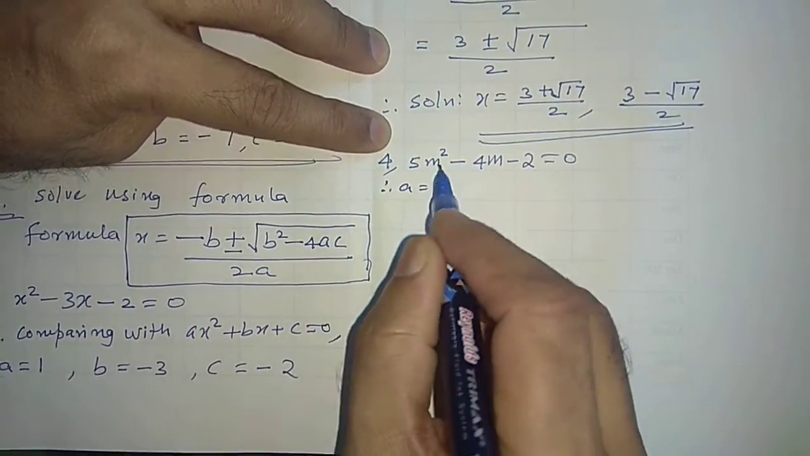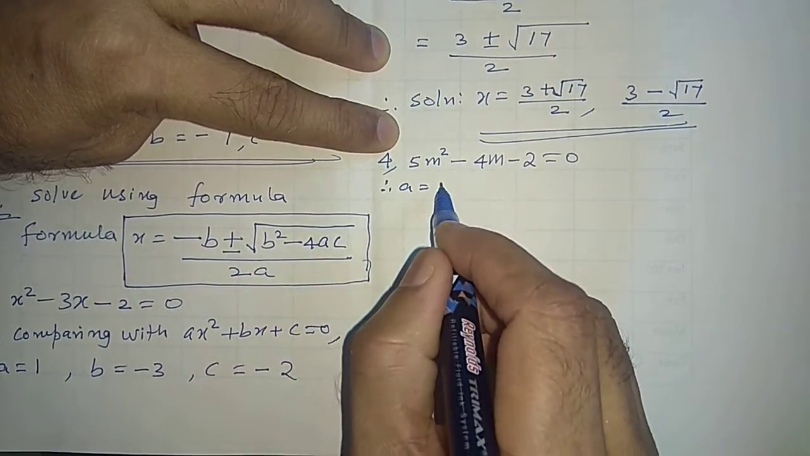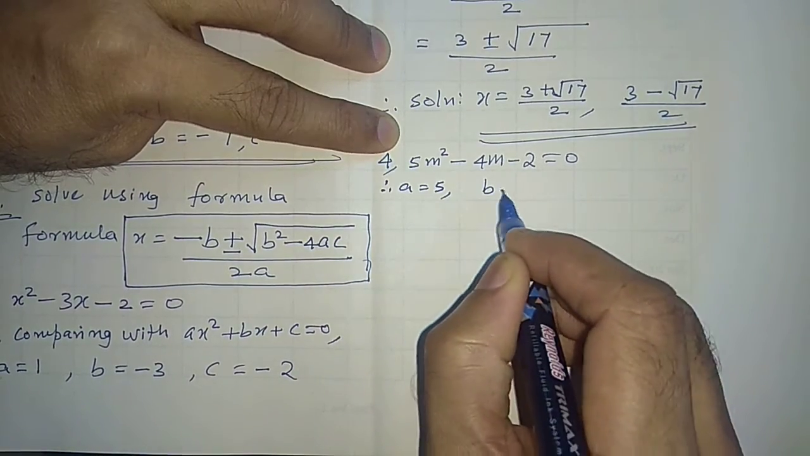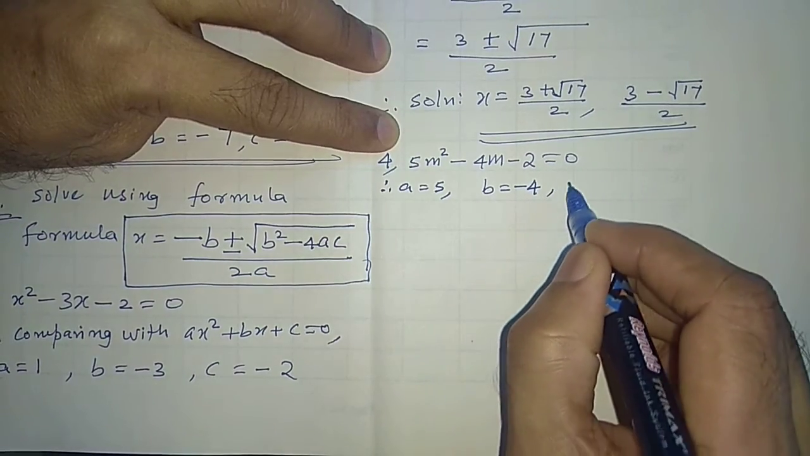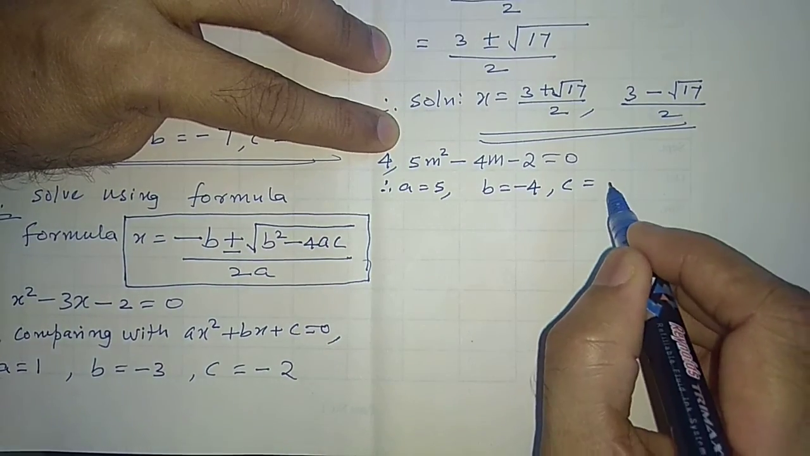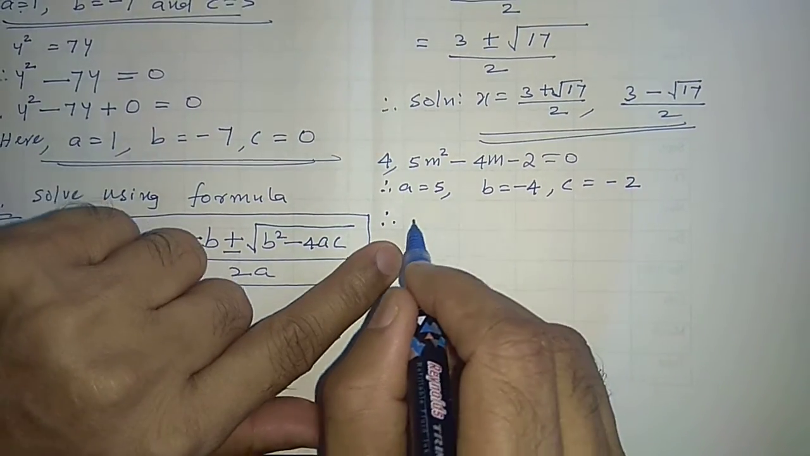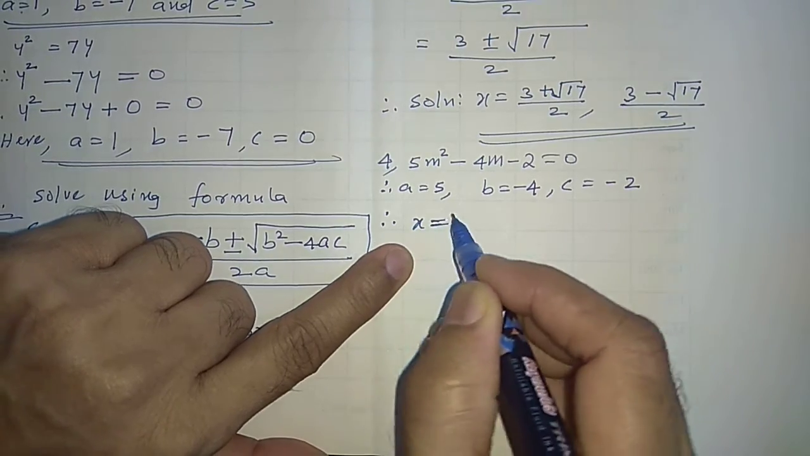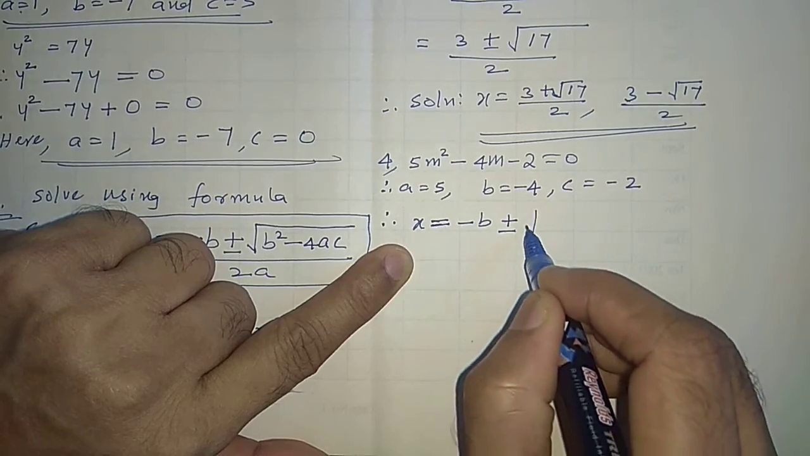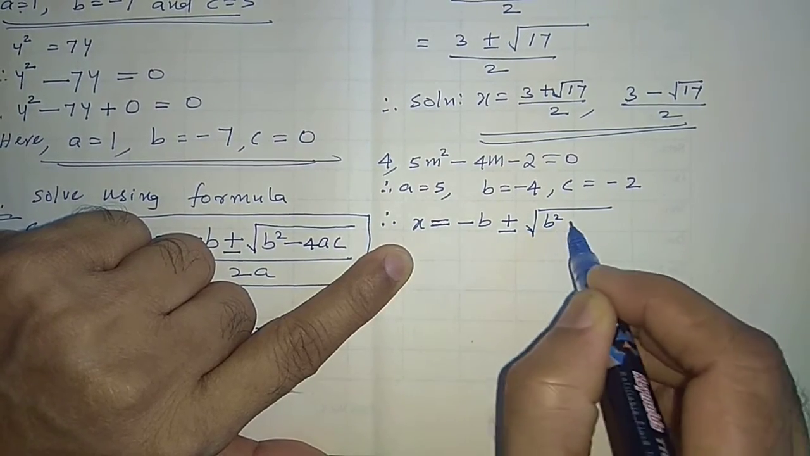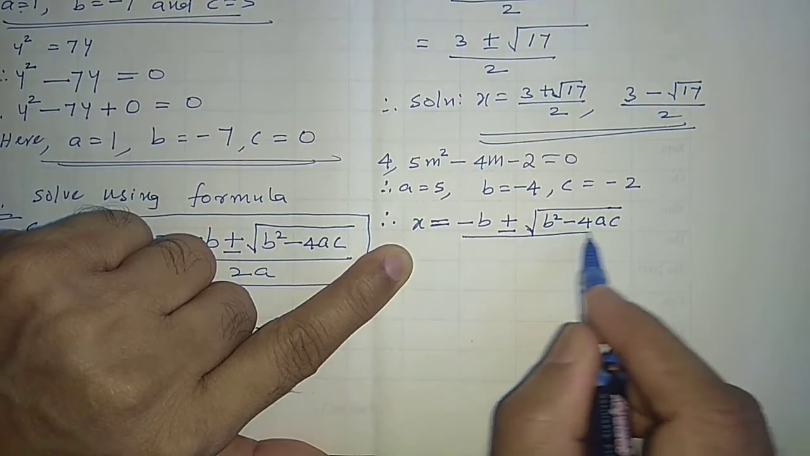Therefore, a is the square quantity term, the coefficient of the quadratic term, 5. b is the coefficient of the linear term, minus 4. c is this, minus 2. Therefore, by the formula method, x is equal to minus b plus or minus root of b square minus 4ac upon 2a.